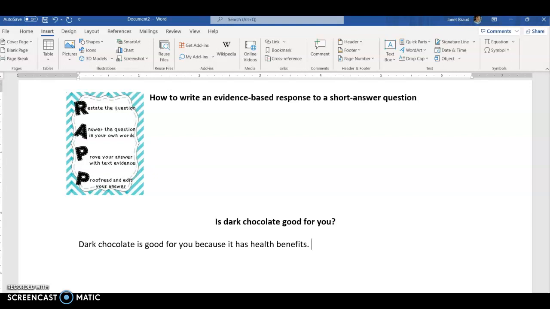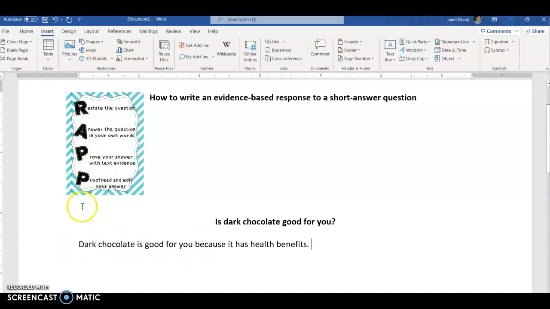And then I have restated it, I have answered the question, and I could start reading this and not even know what the question is. If I were to say, is dark chocolate good for you? And just say yes, that doesn't tell me what the question was about. So you have to restate the question back into your answer.